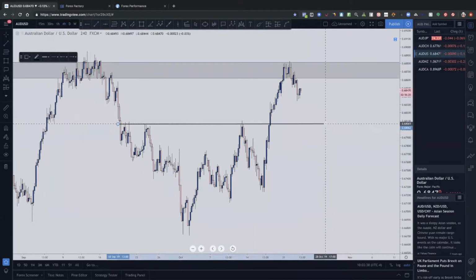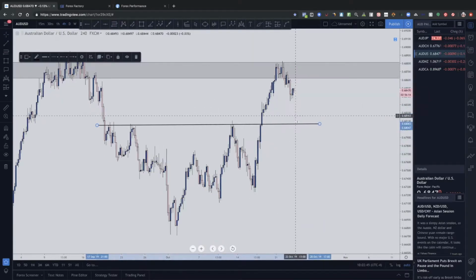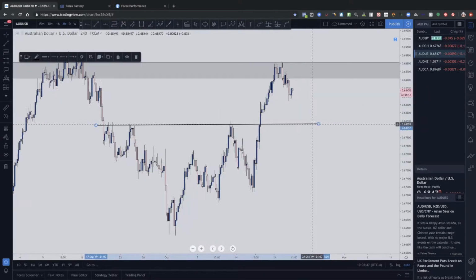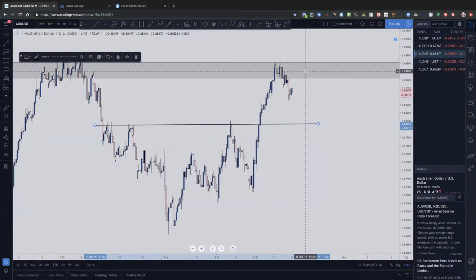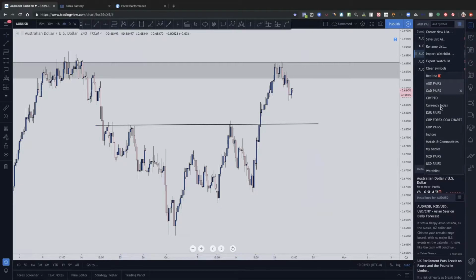This is what I would like to see. Whether I'm going to get that or not, it just depends. But I would like to see it come back here, land on top, and then continue going up. All right. What's the next one?